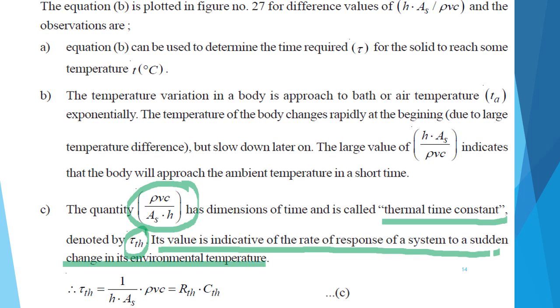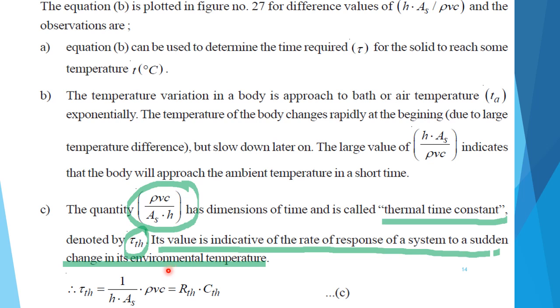Means you can say a metallic billet, or a metallic wire, which is in the furnace. All of a sudden, if its environment changes, if it is kept into the surrounding fluid, either a brine solution, air or water, how it will respond is given by the thermal time constant. That rho Vc divided by Ah is an indication of the rate of response of the system when all of a sudden the environment temperature varies.